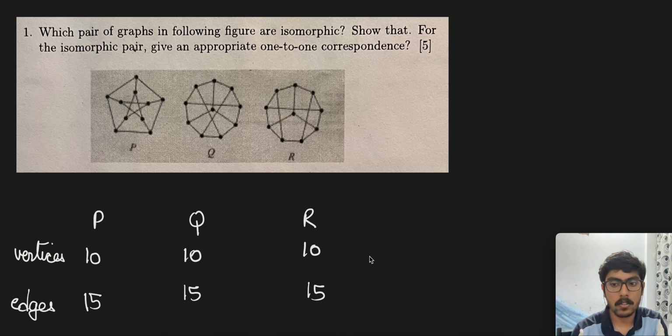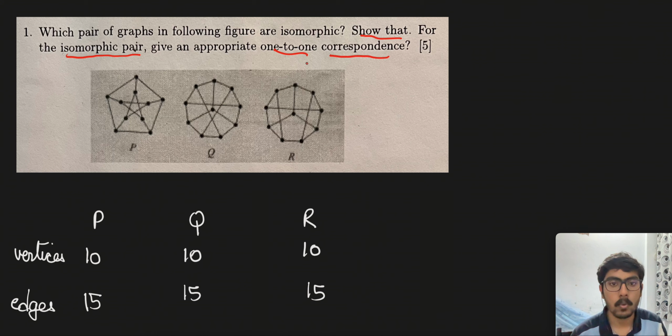Hello everyone. So today we are going to discuss isomorphism in graph theory and a problem in it. We are given: which pair of graphs in the following figure are isomorphic? Show that. For the isomorphic pair, give an appropriate one-to-one correspondence.